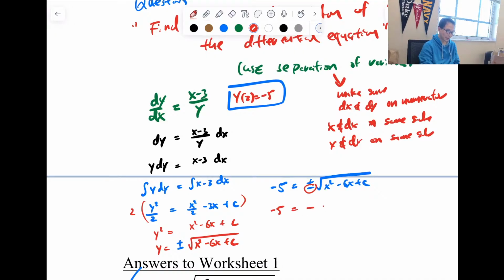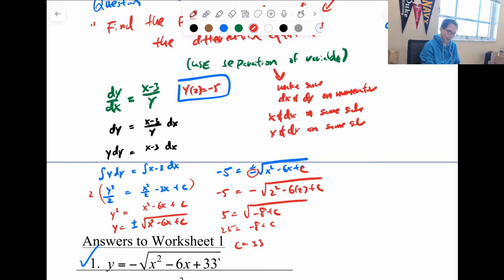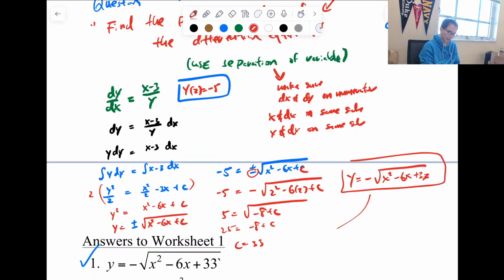So that's going to be negative, and I'm going to plug in 2 there. So this is -5, and this is going to be the square root of 2 squared minus 6 times 2 plus c. So you can drop the negative sign on both sides now. Now you can square both sides. So it'll be 25 is equal to -8 plus c. c is equal to 33. So then you can go back and say, oh yeah, the y equation is equal to the negative version of the square root of x squared minus 6x plus 33. And that's the final answer. You check the answer, and the answer is right there. And you say, oh okay, this is good.